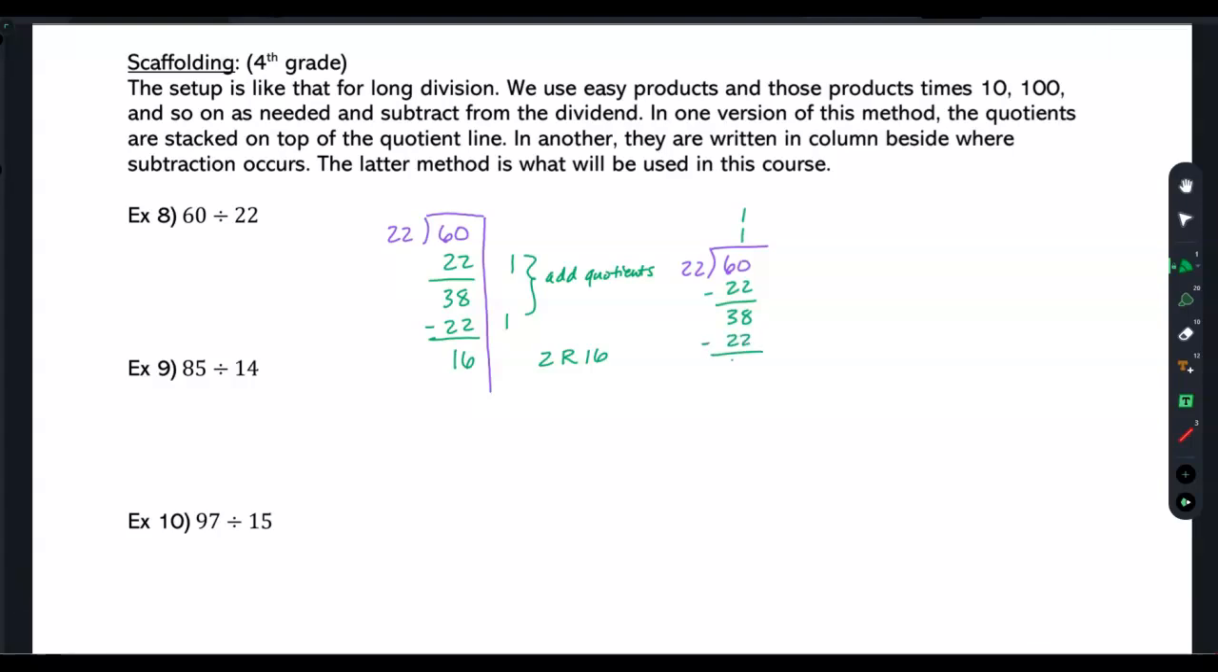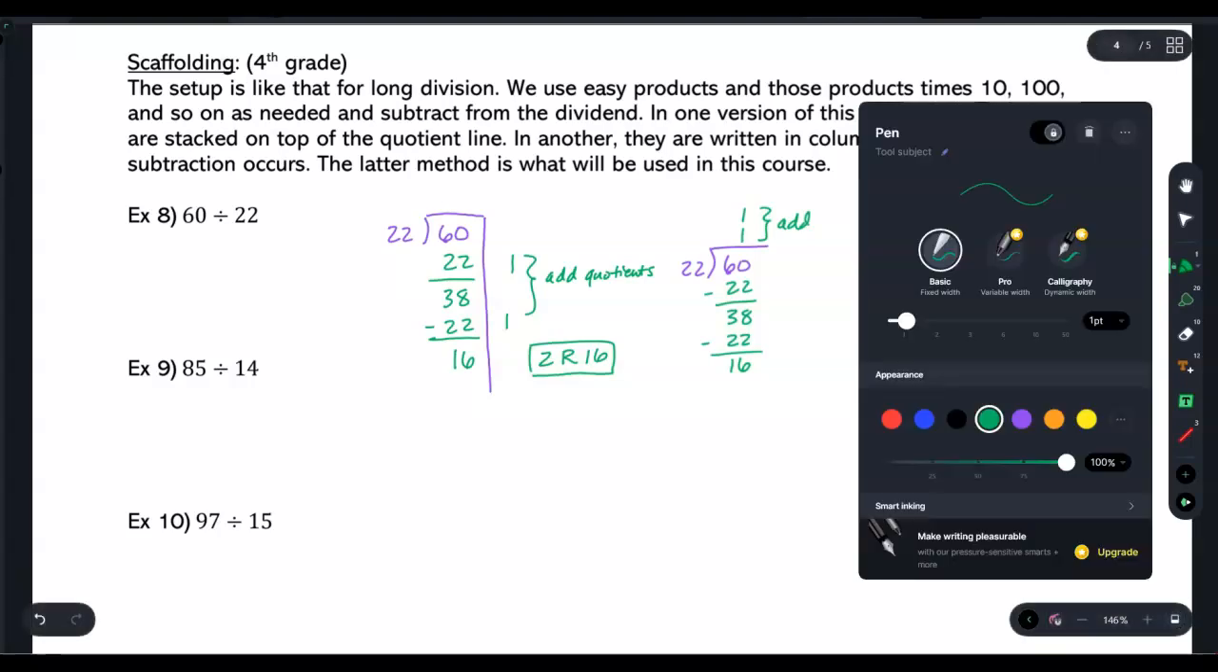And so that's going to be a remainder of 16. And then again, I'm going to add the things that I stacked there, right? So again, I'm going to get 2 remainder 6. And so that would be what it would look like if you did the stacking. So if you see that, it's the same thing.